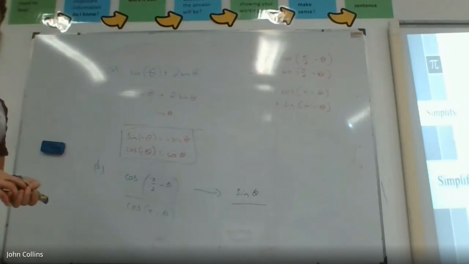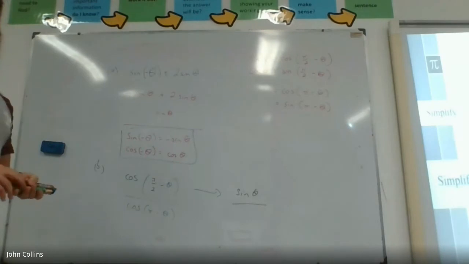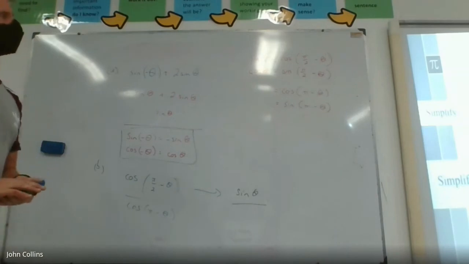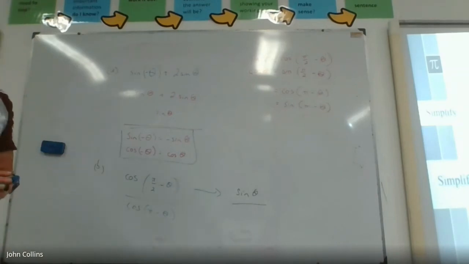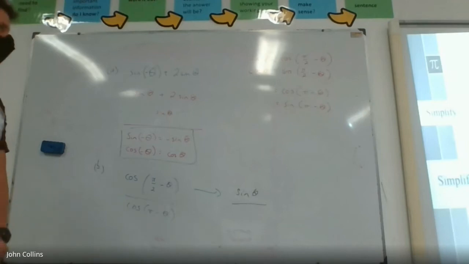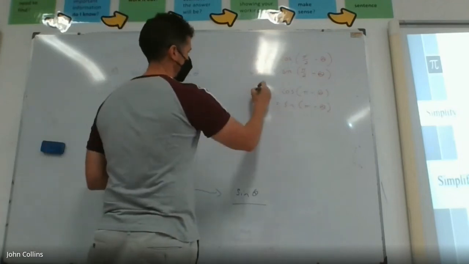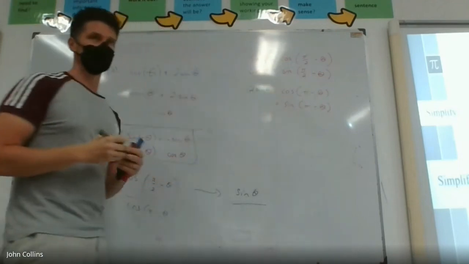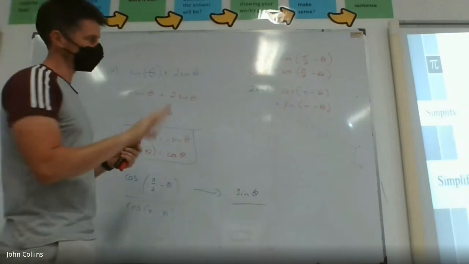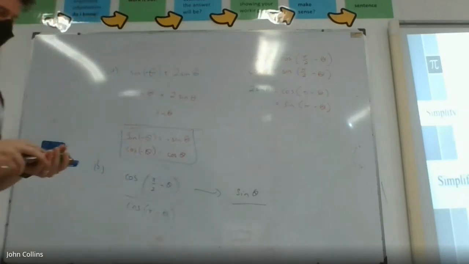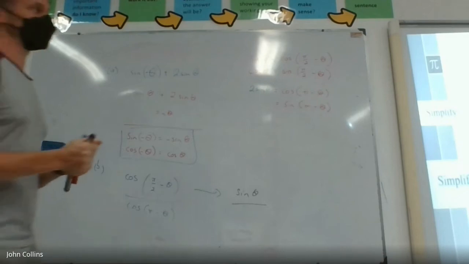What happens, do we think? Cosine of pi take away theta will always be the same as something. Maybe 2 sine theta. See if you're right. Like that. Okay. I'll put it in green because I don't want you to write it down. That's not the case.